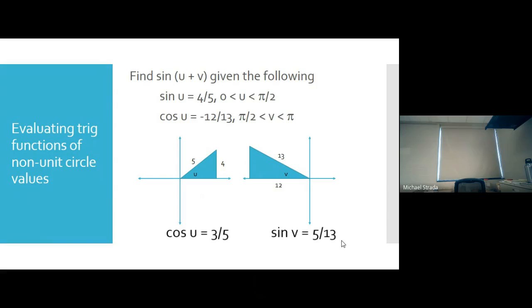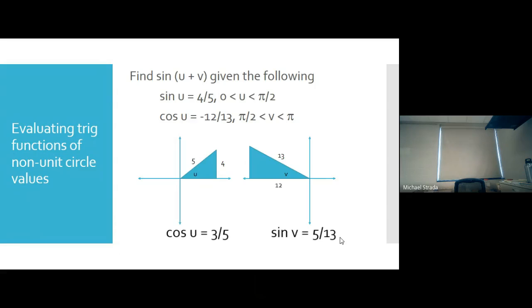Cosine of u is then 3 over 5. Sine of v is 5 over 13. That is the only part of this that is new. All right, everybody get that part?